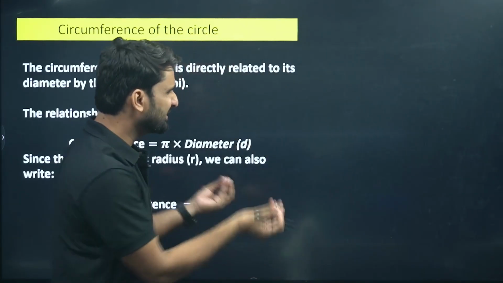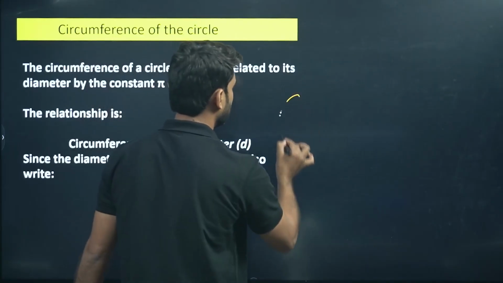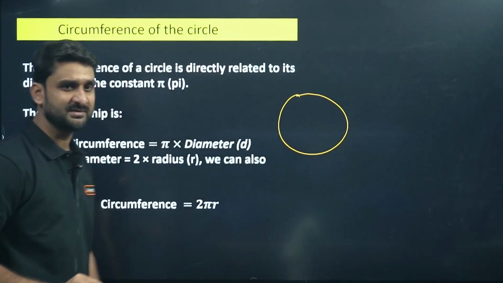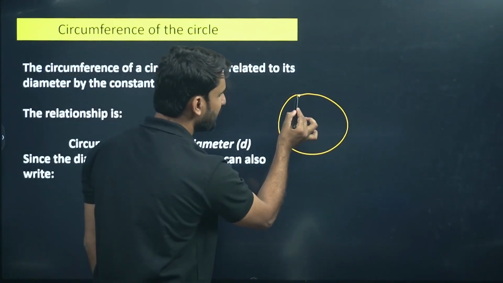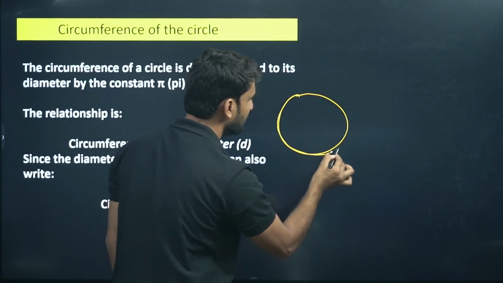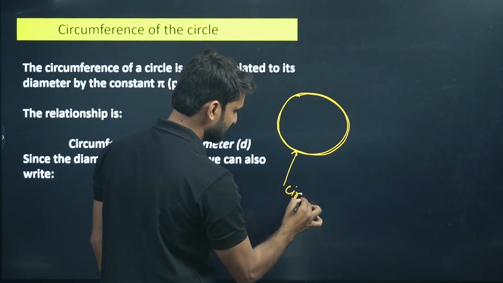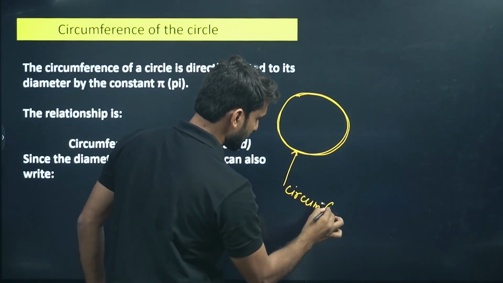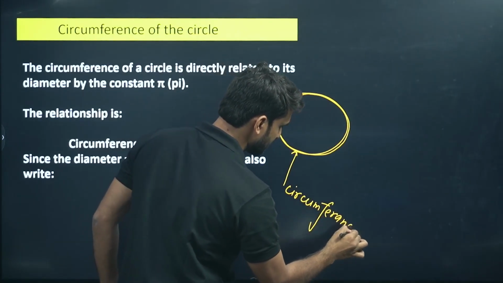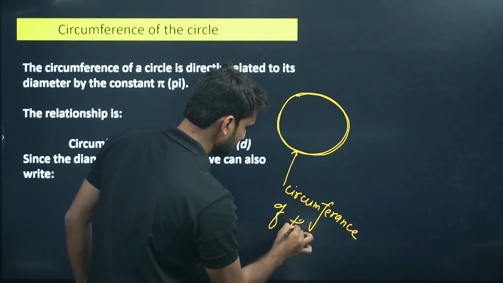Any circle, either smaller or larger, let's say this is a circle here. So this boundary that I am drawing here is called the circumference of the circle.